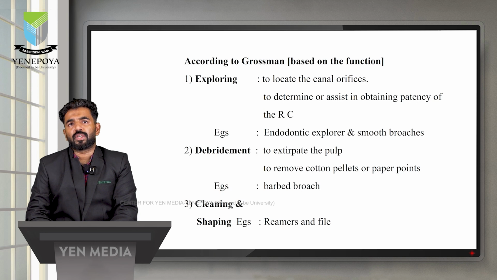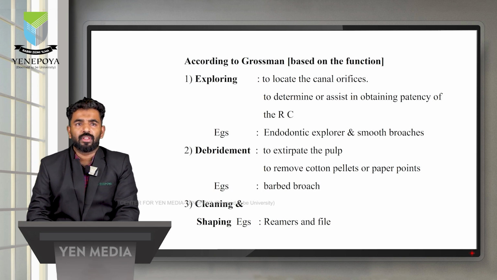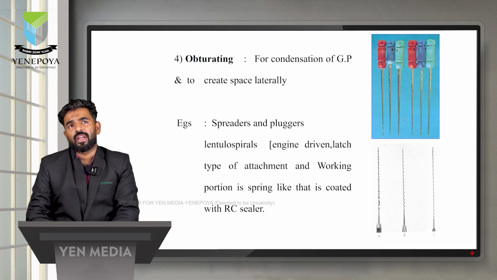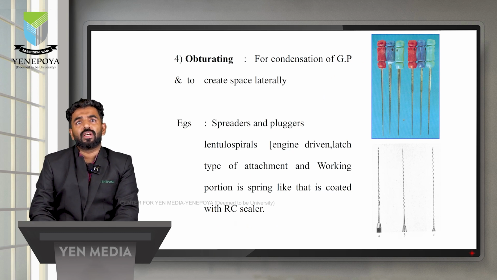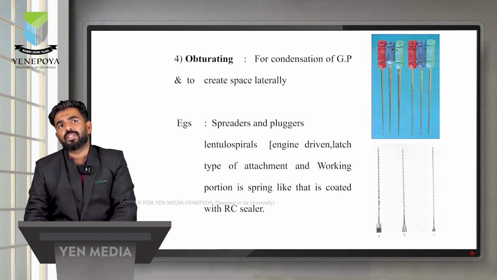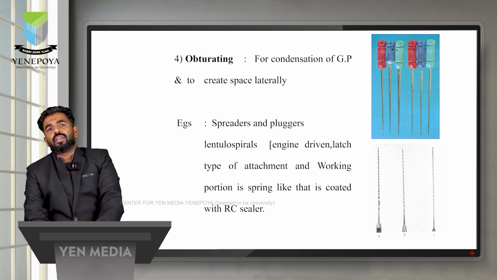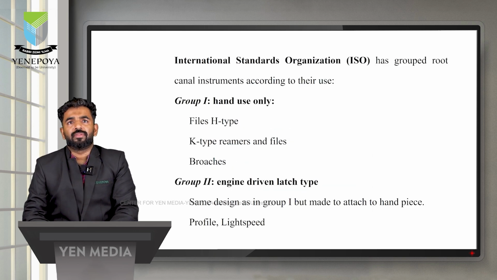Coming to debridement: to extirpate the pulp and to remove cotton pellets or paper points. Example, barbed broach. The third section is cleaning and shaping. Examples are reamers. The last one is obturating instruments. For obturation we use gutta-percha, and for condensation of the gutta-percha and to create space laterally, examples are spreaders and pluggers. Lentulo spirals are engine driven, latch type, with the working portion like springs, used to coat the root canal with sealer.